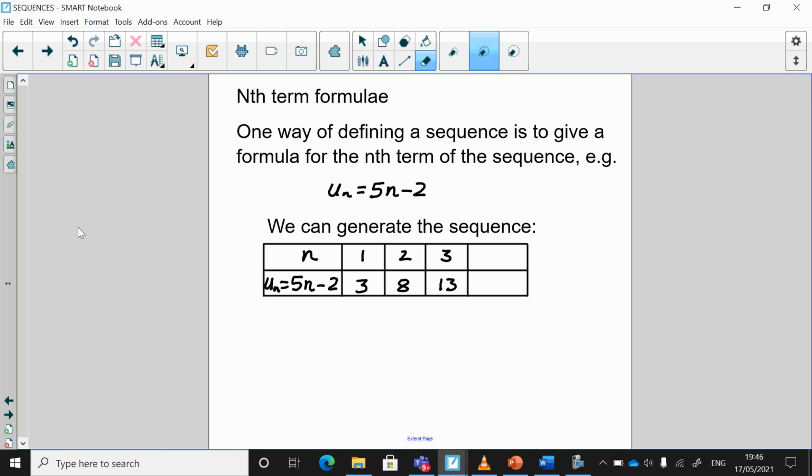And I've only given you one more box here. So I'm going to put in 4. 5 times 4 is 20. Take away 2 is 18. Yes. And you could just keep going on forever there. That's fine. So that's a formula to create a sequence by using n values starting at 1.